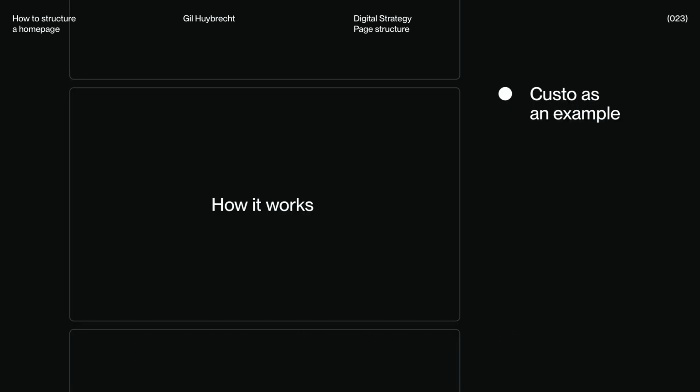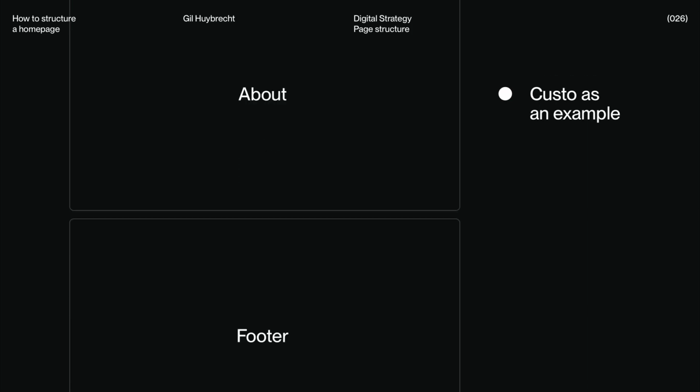The first section below the product is where we talk about how it works. This links then off to the How It Works page. Beneath that, we have a section that talks about the app and then of course links off towards the app page. And before the footer, we have a section that links off to the About page.